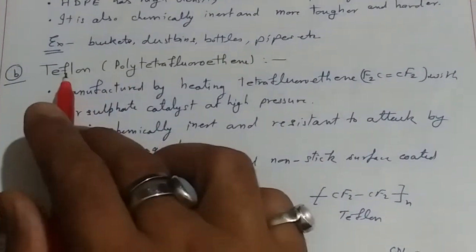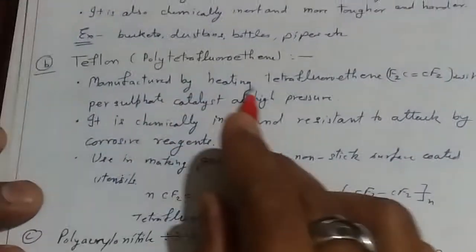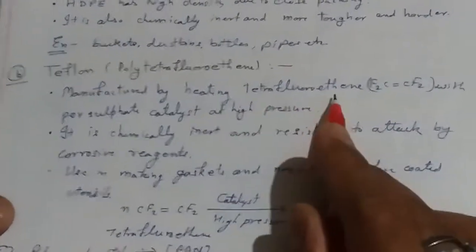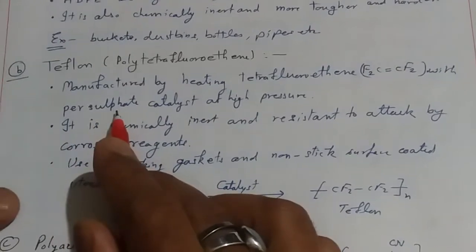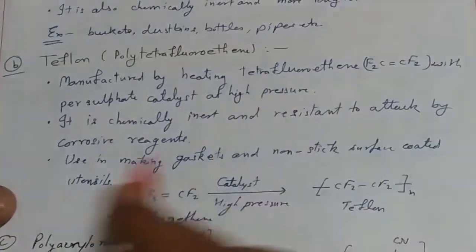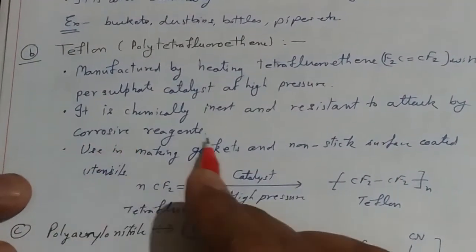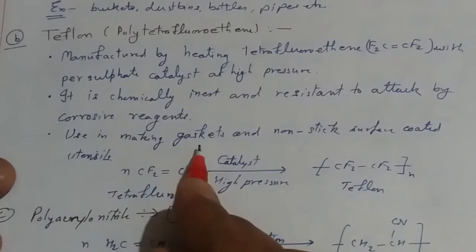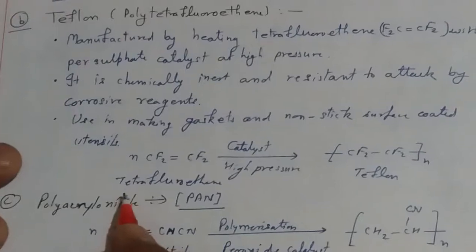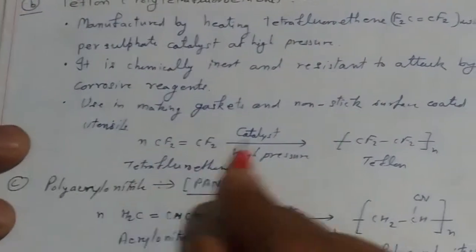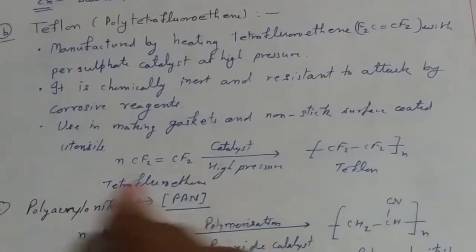Next is Teflon. The other name of Teflon is polytetrafluoroethene. It is manufactured by heating tetrafluoroethene with a persulfate catalyst at high pressure. It is chemically inert and resistant to attack by corrosive reagents. It is used in making gaskets and non-stick surface coated utensils. Now, tetrafluoroethene is catalyzed at high pressure and gives Teflon. This is the reaction.